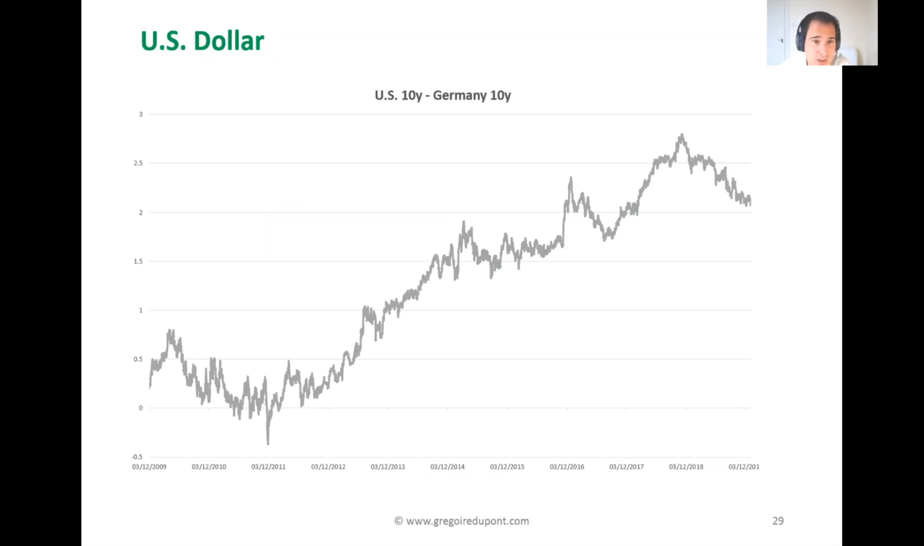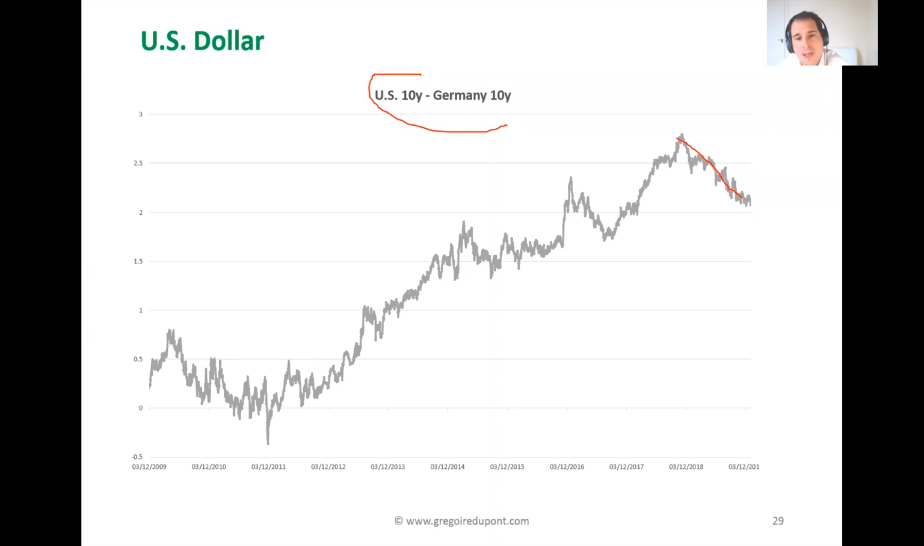Yes, if we look here at the US 10 years versus the German 10 years, it is still very positive to be holding the dollar, to be long the dollar and short the euro. But there is a but. Each time you start to see the carry coming down, generally the US dollar underperforms. So we need to be careful.